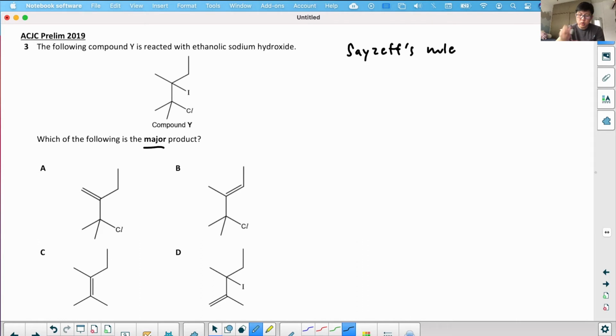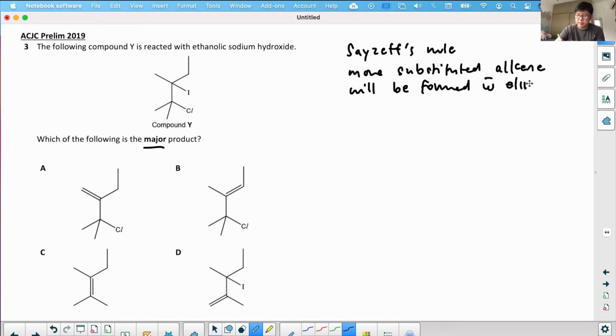Say-Sev rule, right? So what's Say-Sev rule? It says that the more substituted alkene will be formed with elimination. Okay, so let's look at the first one.